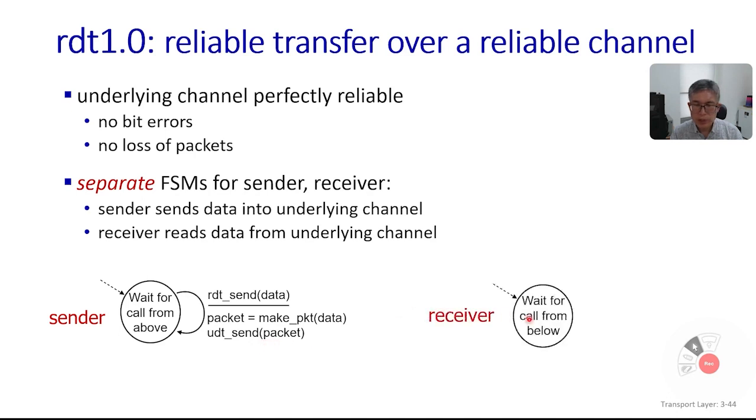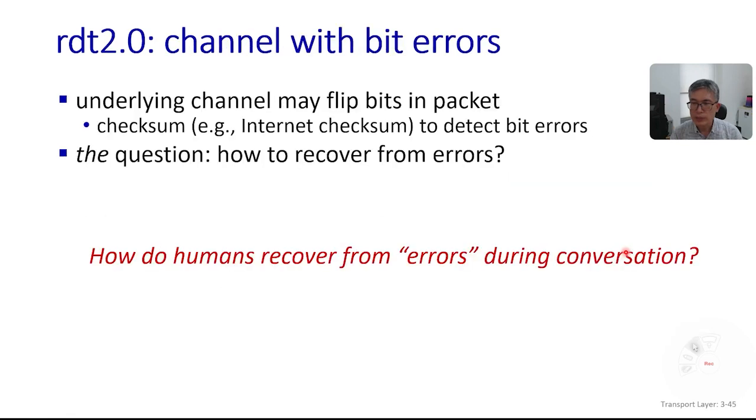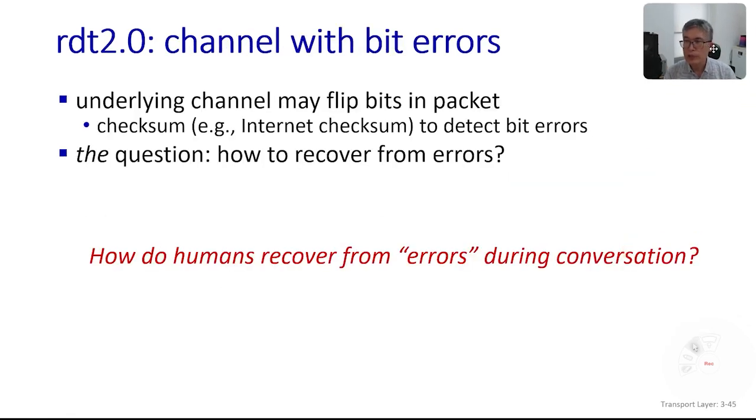And the receiver side waits for a call from below, from the channel. Then if it receives data, it extracts the data, stores the payload into the data field, and delivers this data up to the application layer. This is very easy. There is no handling of errors.